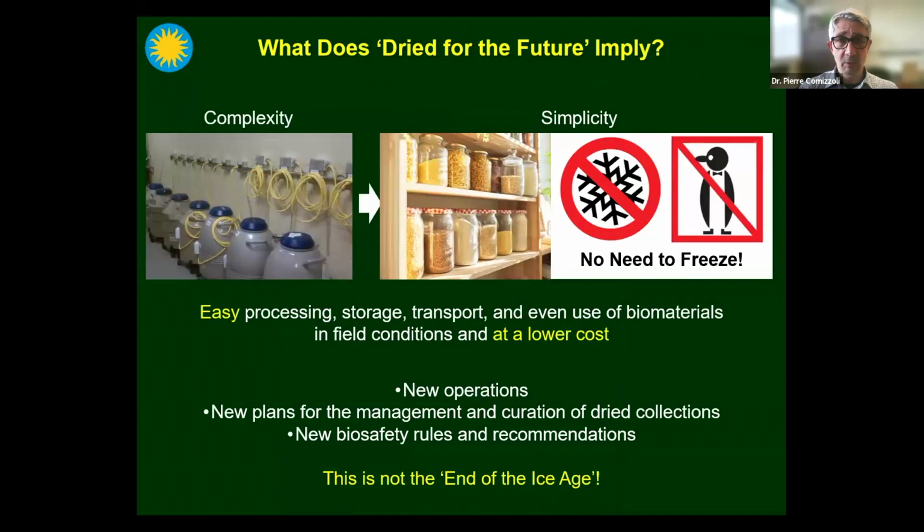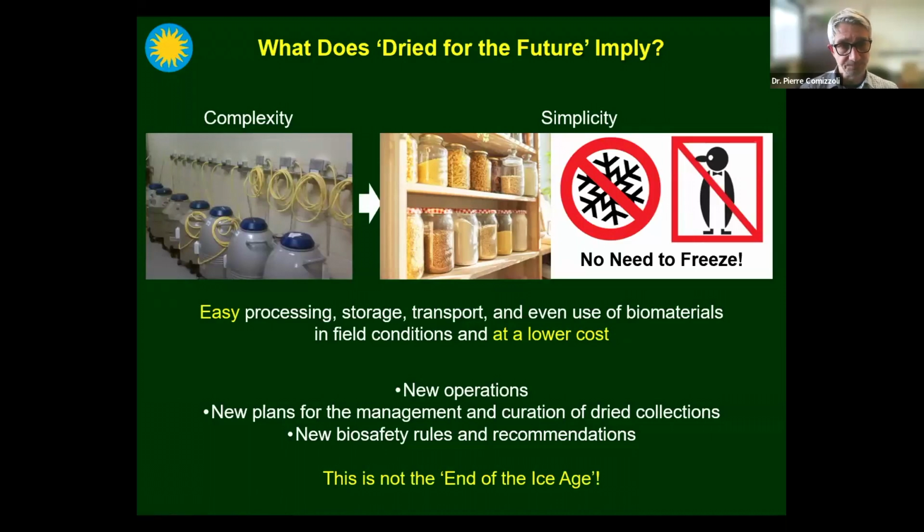So now when we think of the future, we would like to get out of this complexity, as I explained at the beginning, with the liquid nitrogen tank, the alarm systems, and the possible failure. We would like to do something much more flexible and comfortable, like, well, maybe pushing it a little bit too far, but like a pantry in your kitchen.